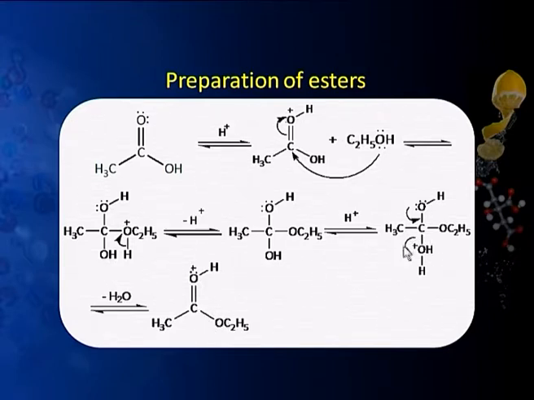So water is lost like this, and a pair of electrons from the oxygen shifts between this carbon and oxygen. So this carbon-oxygen acquires a double bond, and now this positively charged oxygen, which has one hydrogen attached, loses one H plus ion and we get this ester molecule. So basically, one molecule of acid has reacted with one molecule of alcohol, one molecule of water is lost, and ester is produced here.